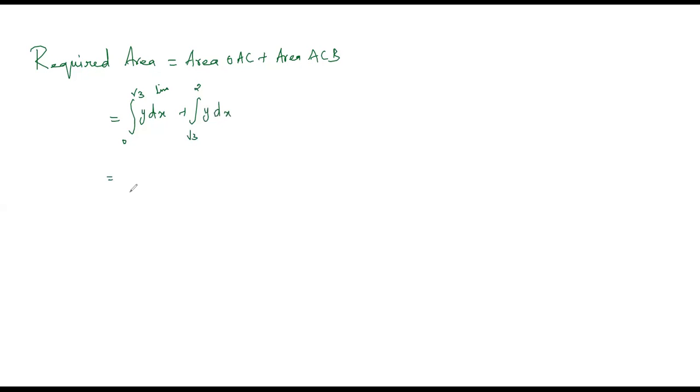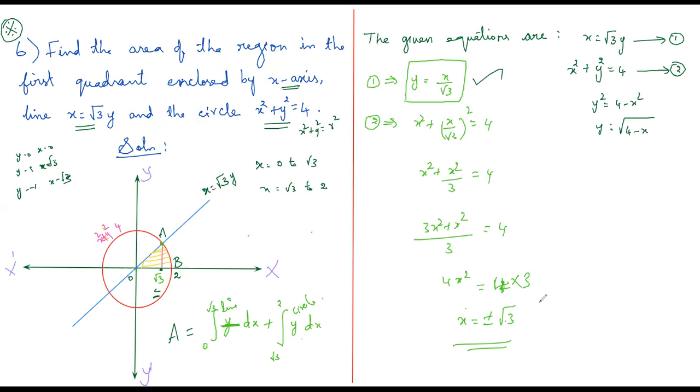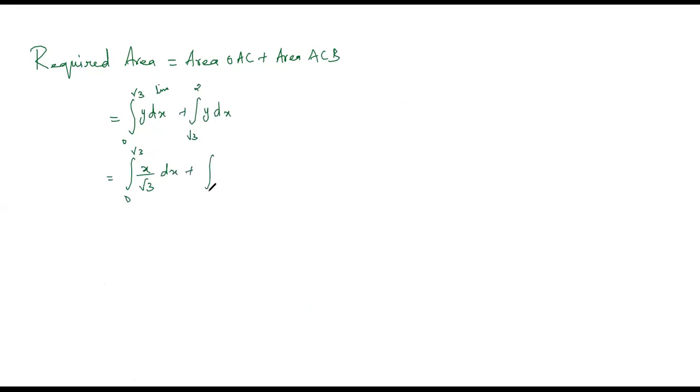So what you get is integral 0 to root 3. What is y? x by root 3. And now the other y is square root of 4 minus x squared, plus root 3 to 2 of square root of 4 minus x squared dx. Now you have the formula for the second integral, right? The first integral you can directly integrate.